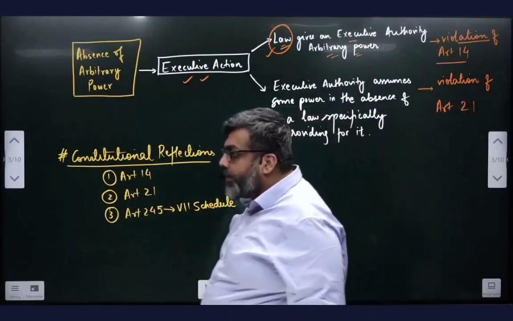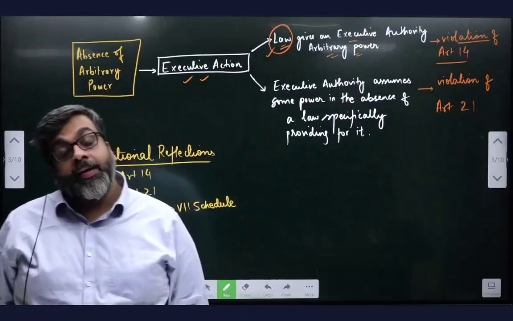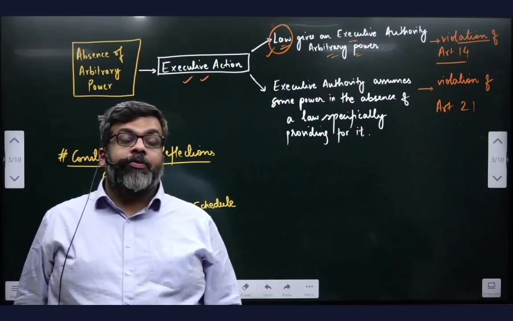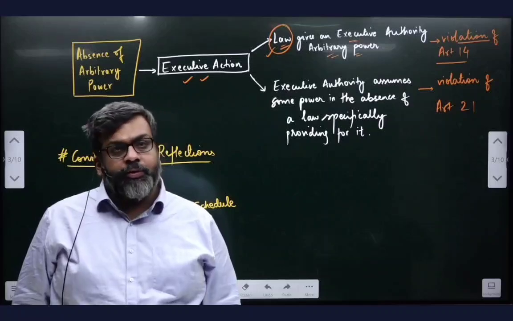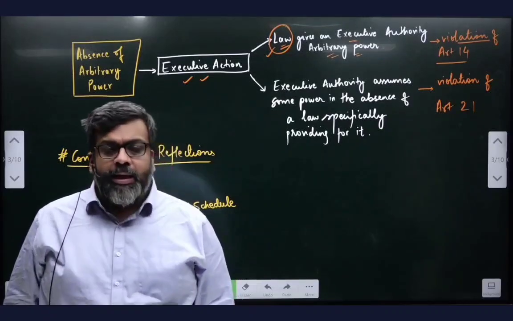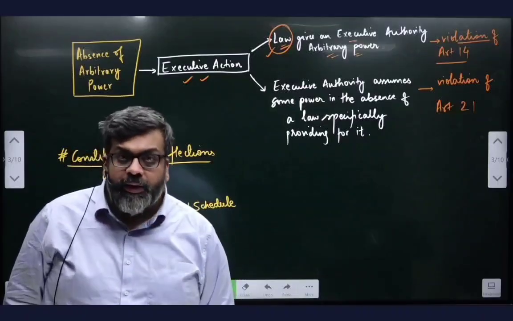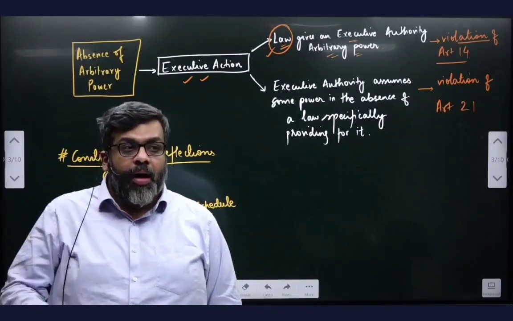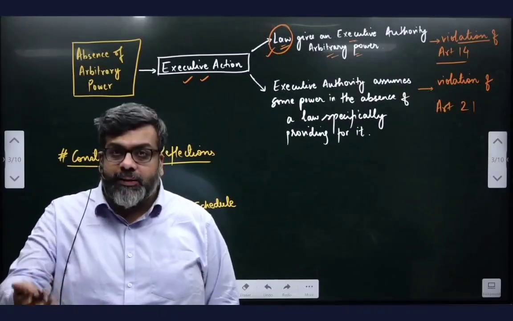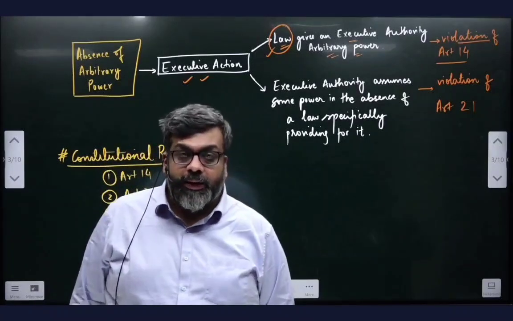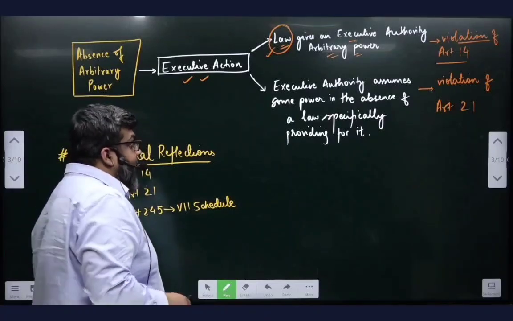So for example, when challenges were made to the Prevention of Money Laundering Act because of the kind of powers it had given to the Enforcement Directorate, the Supreme Court of course upheld the Act, but the challenge was effectively on Article 14: that it was giving wide powers, powers which were unreasonable, to an executive authority established because of a law called the PMLA.